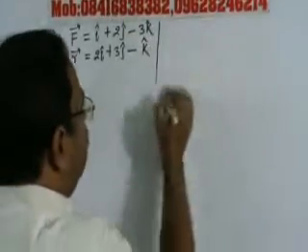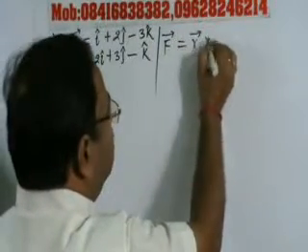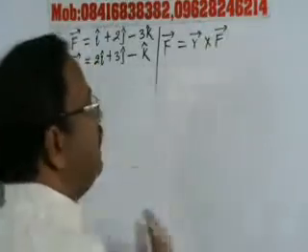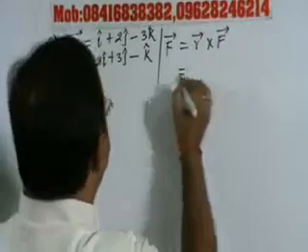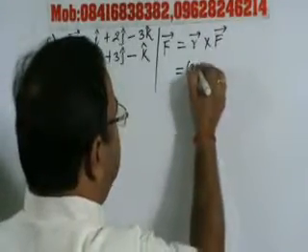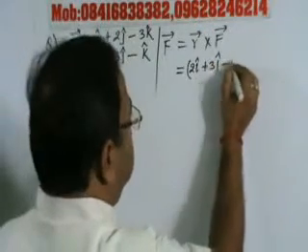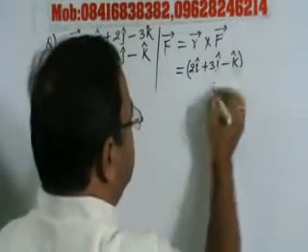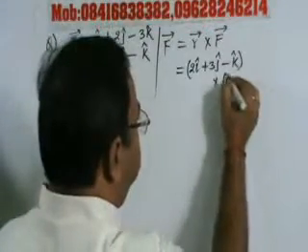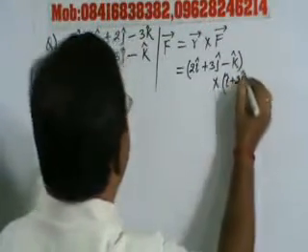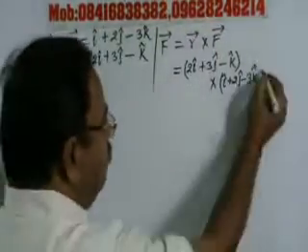So as we know, what is torque? This torque is equal to R cross F. It is the cross product of the arm vector and the force vector. So R cross F we can write as R is 2i cap plus 3j cap minus k cap, cross this, which is i cap plus 2j cap minus 3k cap. So this is the force.